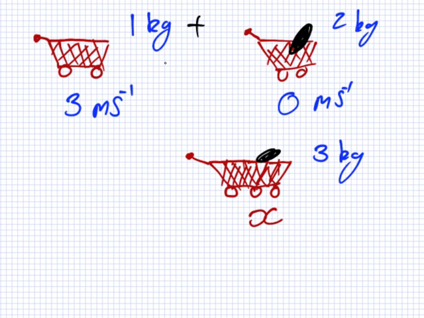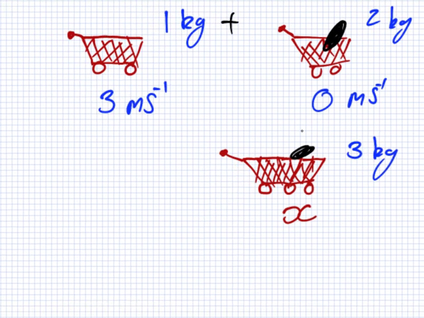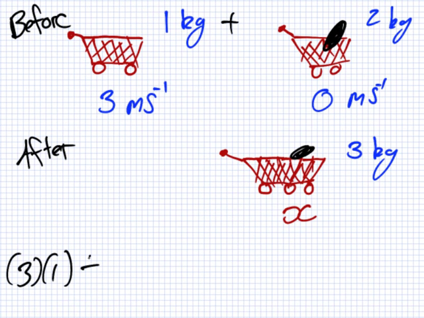Okay, now, we have to use conservation of momentum. So in this picture, this is before the collision, and this one here is after the collision. So, what is the momentum of this trolley? M1U1, 3 multiplied by 1. And what's the momentum of this trolley? Zero. Zero multiplied by 2. There was no momentum.